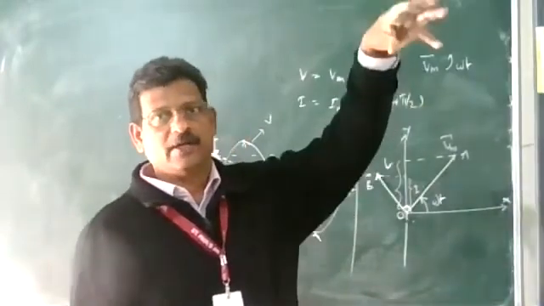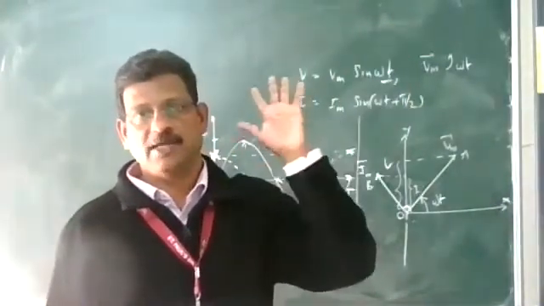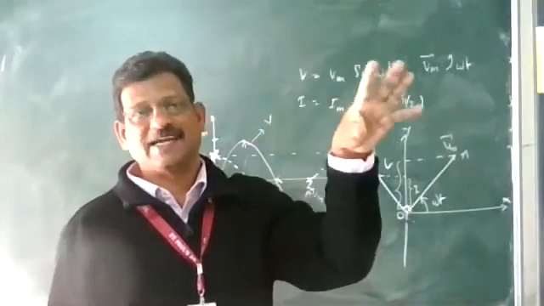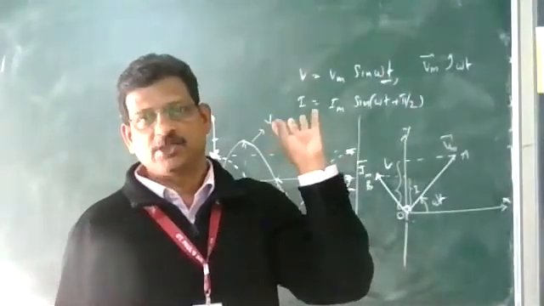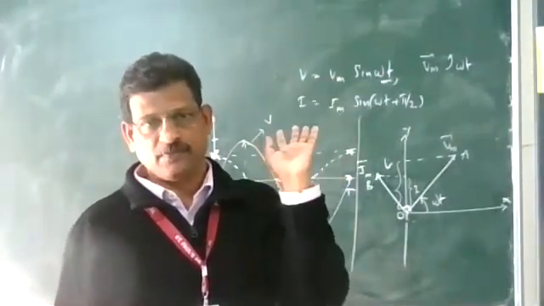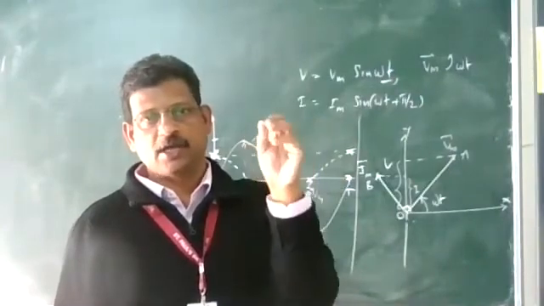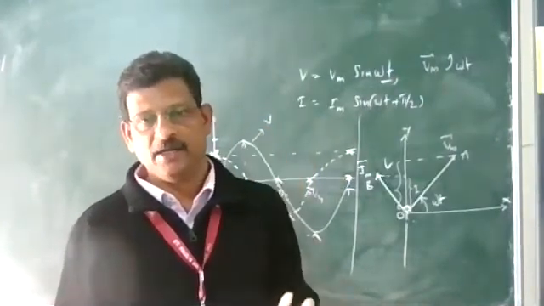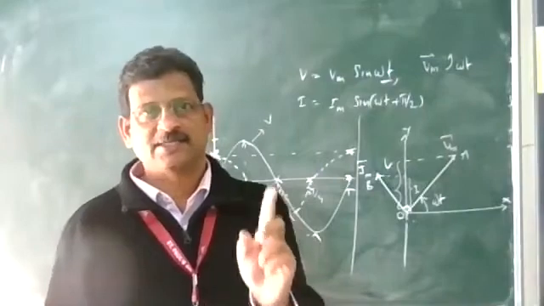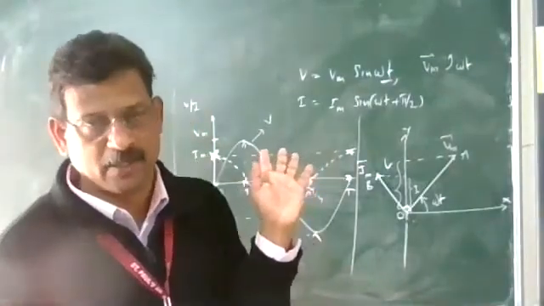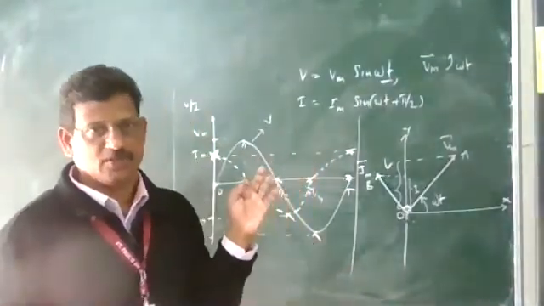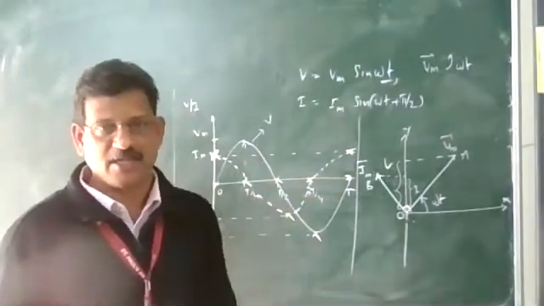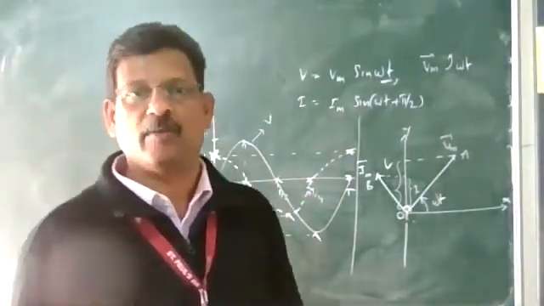So a one mark question in the exam will be like this: there is a device X which, when connected across an AC voltage, has the current lagging by 90 degrees. Name the device and write the resistance offered by the device to AC. It is an inductor, and the resistance is known as inductive reactance XL, which is equal to omega L.